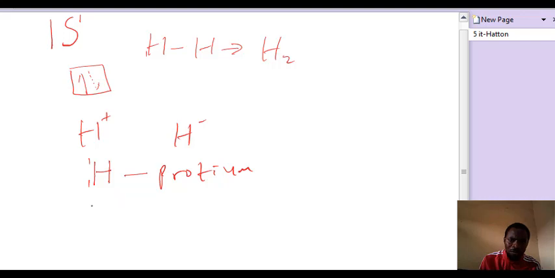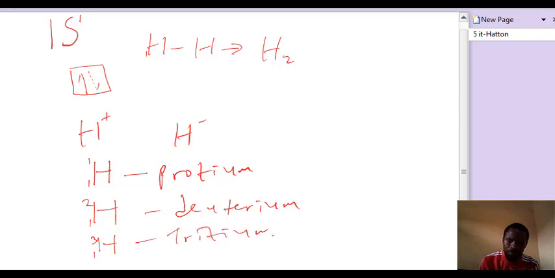And we also have another isotope, which is deuterium, with a mass number of 2. And we have the third one, with a mass number of 3. That is tritium. Deuterium forms heavy water, while tritium is radioactive in nature. As you can see, the difference between the three of them is their mass number.